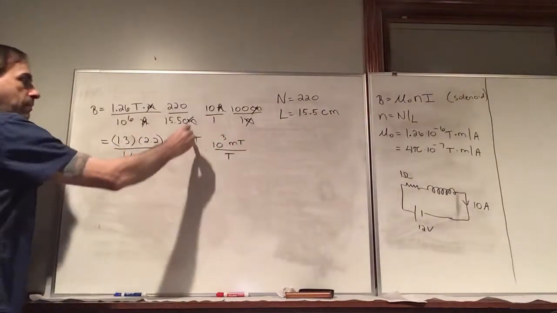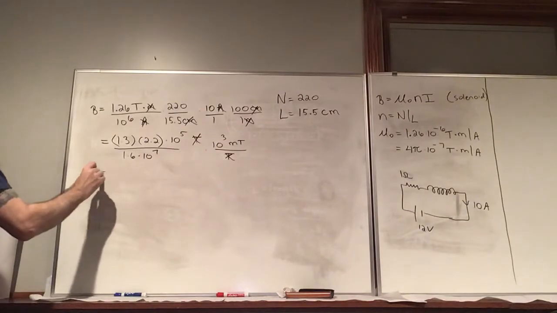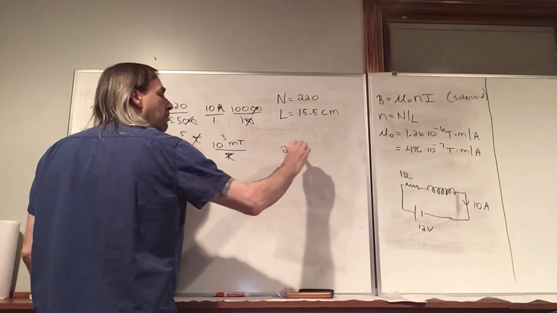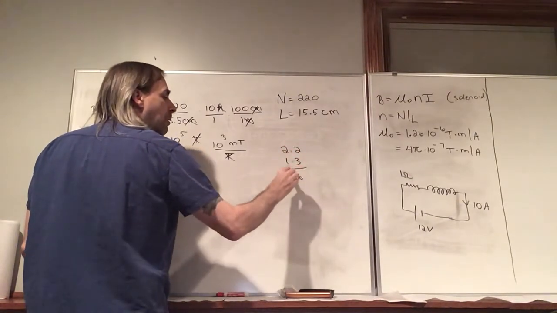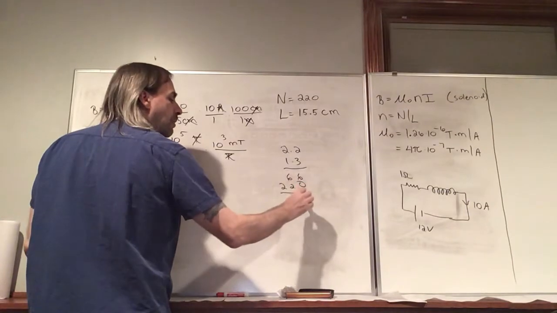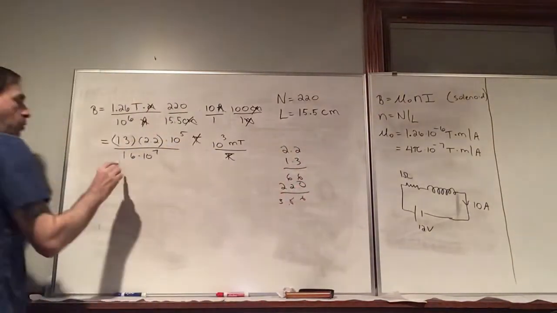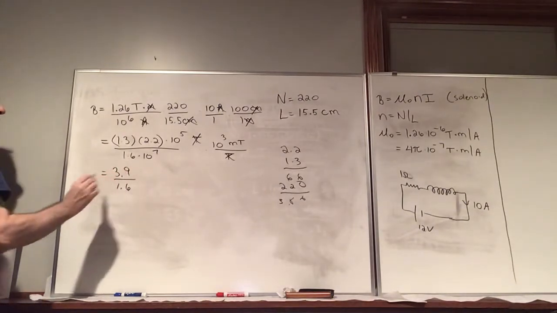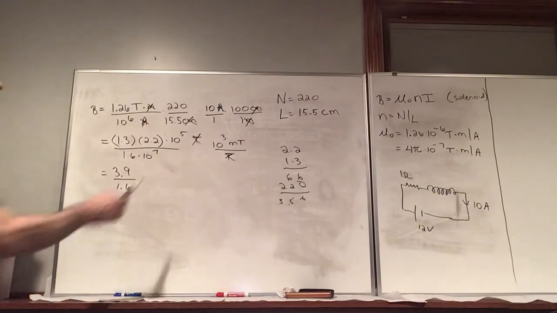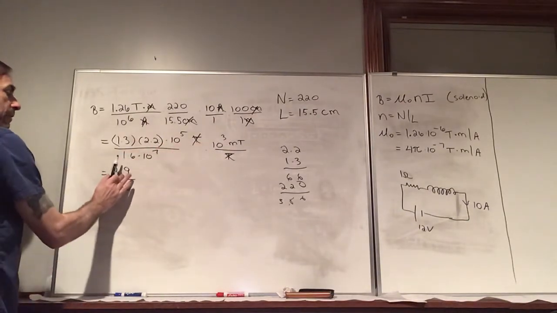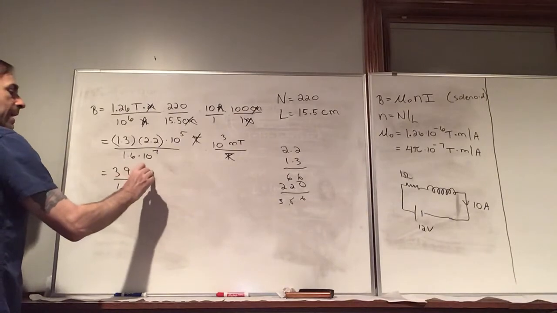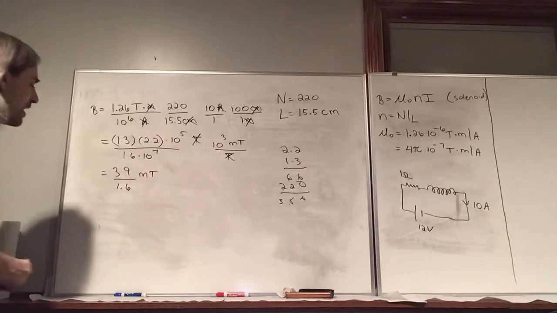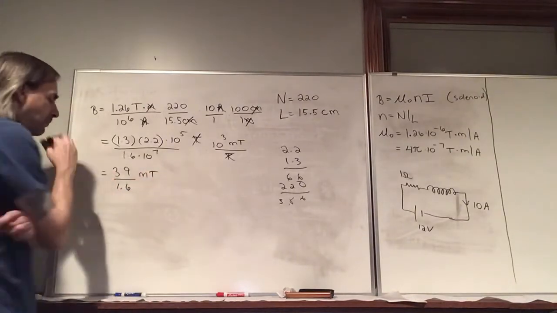per Tesla. So if we simplify it a little more, let's do 1.3 over 2 times 2.2. It's about 3.9 divided by 1.6. And then we have 10 to the 8th over 10 to the 7th. So basically we have 39 over 1.6 milliteslas. That's going to be around 20 something.